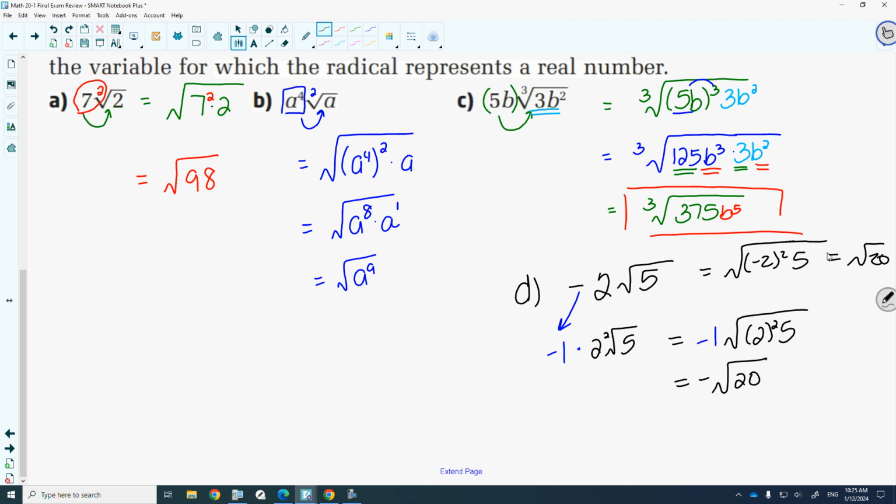Is this equivalent to negative? No, this is going to give me a negative answer. So I need to get an entire radical that's negative. That's why that negative had stayed outside. Okay.